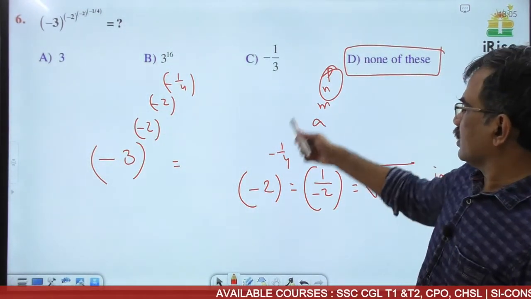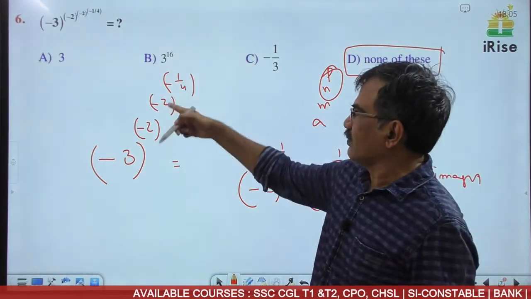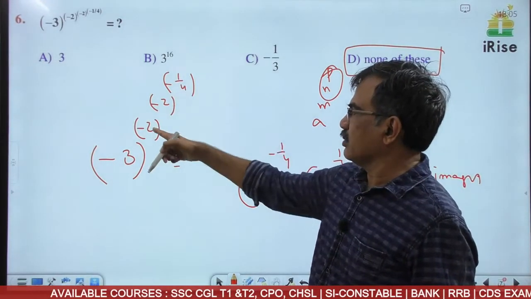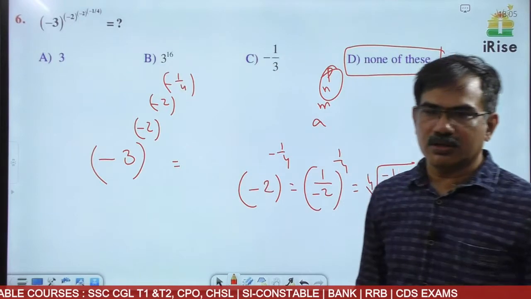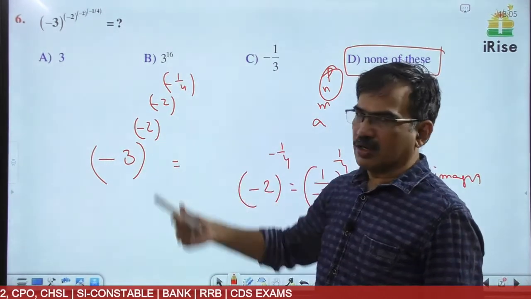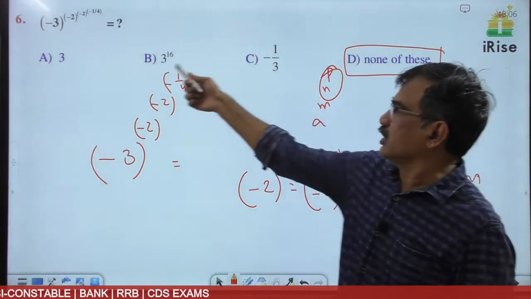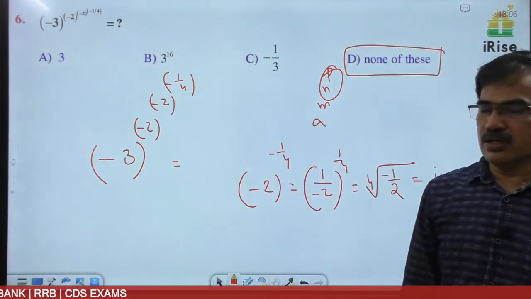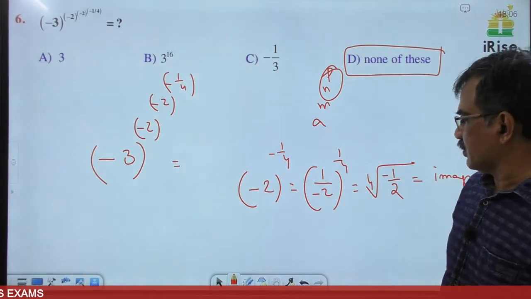The value itself is imaginary, minus 2 power an imaginary number. And finally minus 3 power that number does not give any of these options. So the answer for this question is none of these.